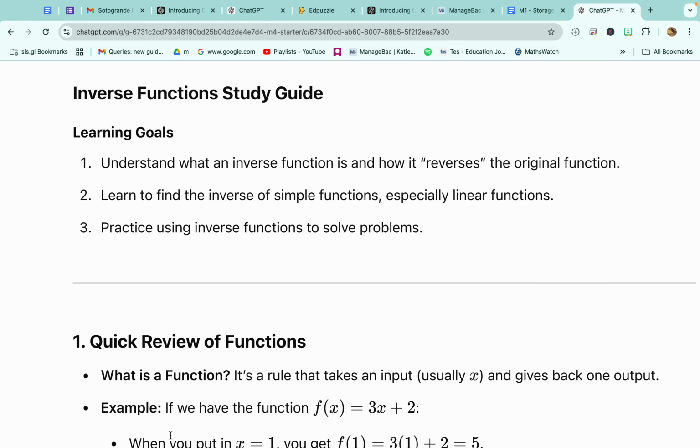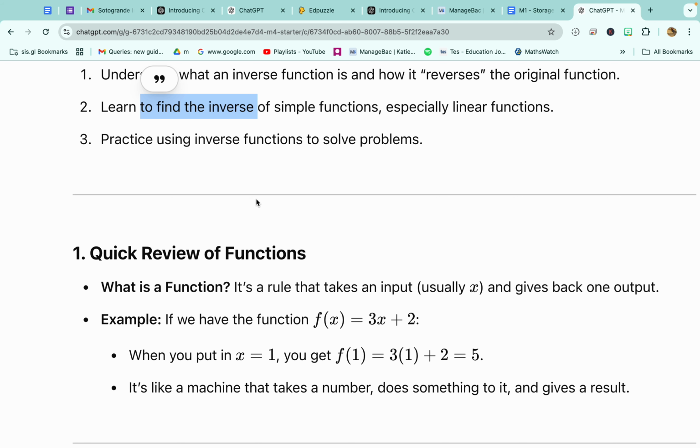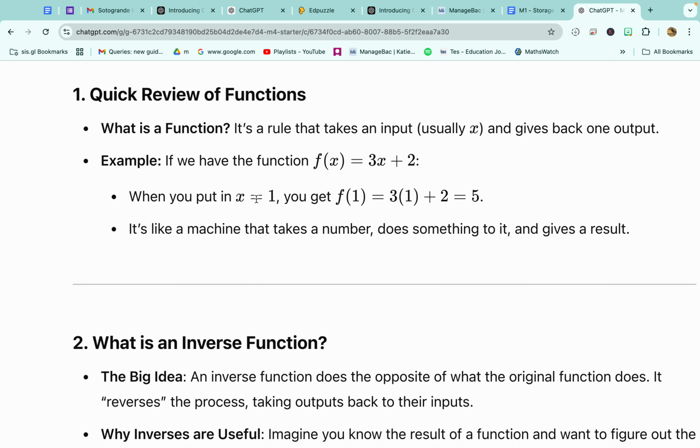In this quick video, we're going to go over inverse functions. So an inverse function basically reverses the original function, and we're going to understand exactly how to find the inverse. So first of all, let's give us a quick review of what a function is.